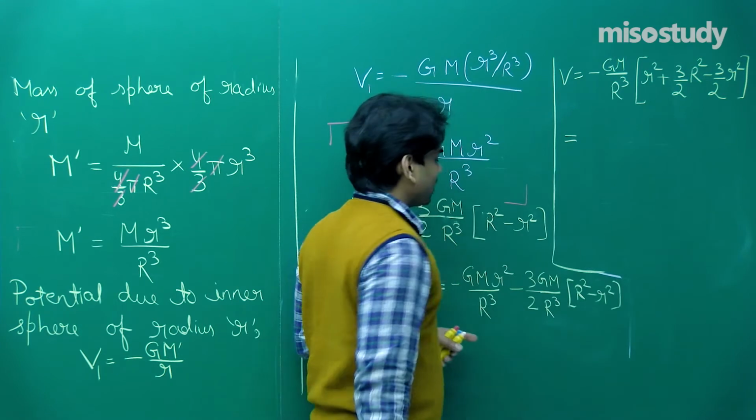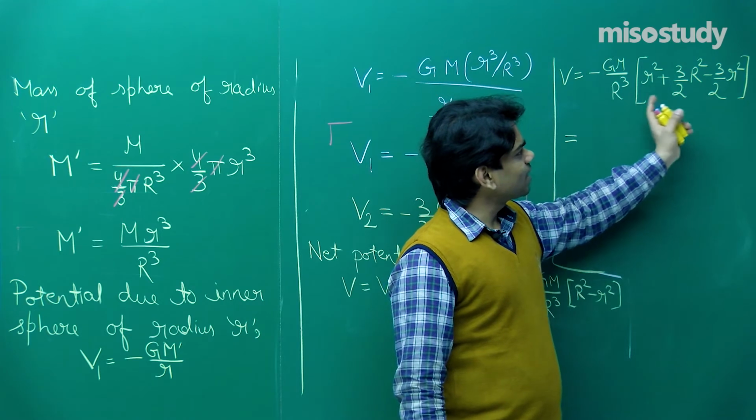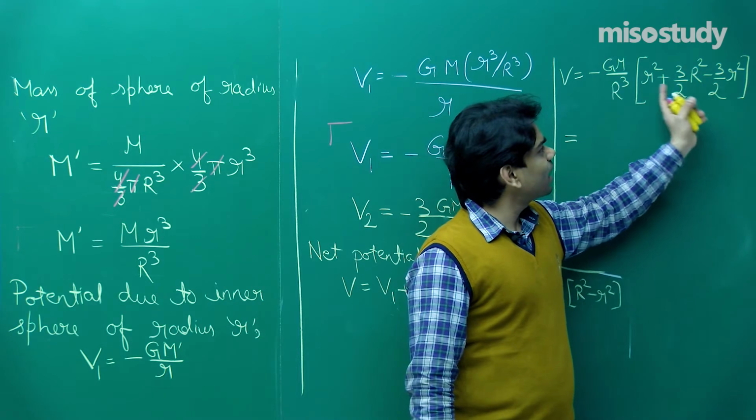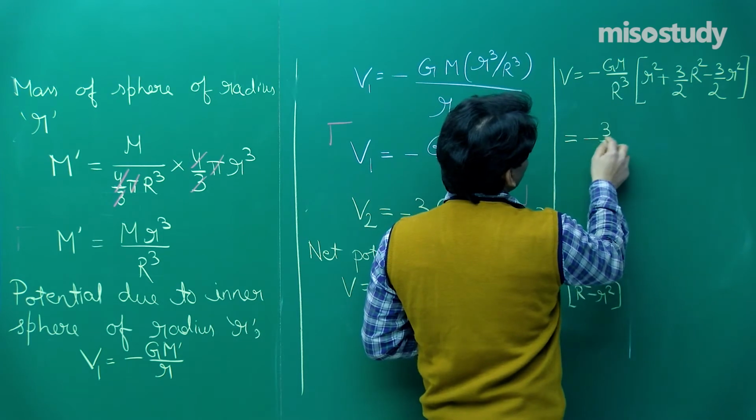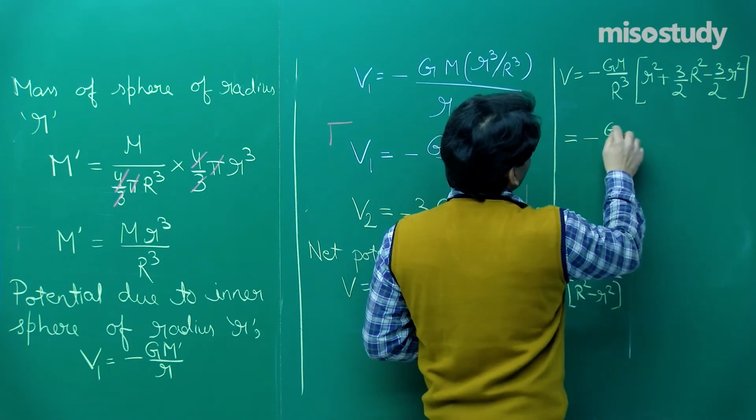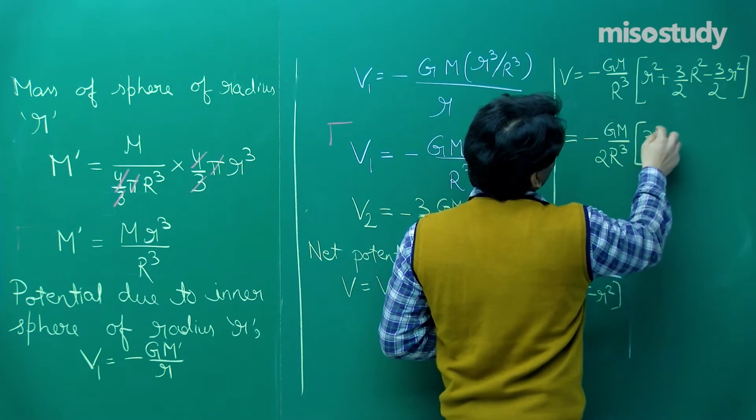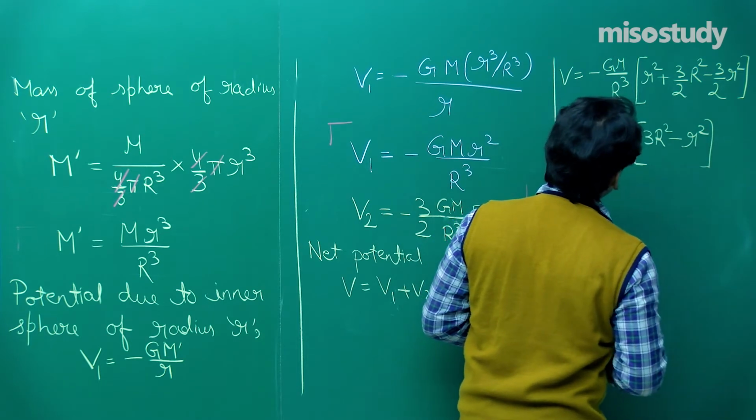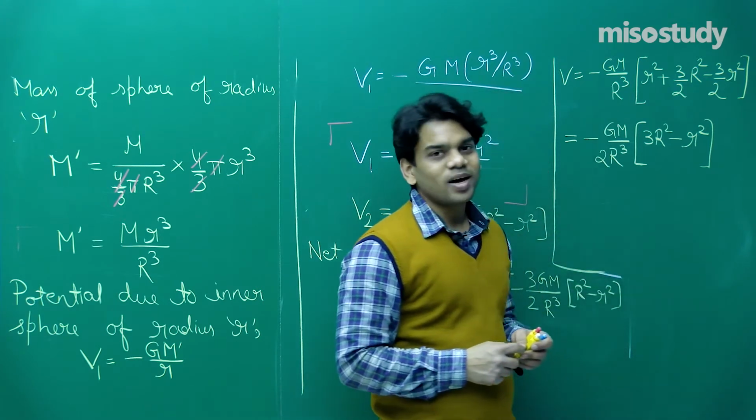Now finally what we can do, we can write in very simple words, 3 by 2 can be taken outside. You see 3 by 2 R square, and here we'll be left with minus 3 by 2 r square plus 1 R square, you will be left with minus 1 by 2 r square. So in very simple words, this can be written as minus GM by 2 capital R cube, and here it will be 3 R square minus r square. This is the final value of potential, minus GM by 2R cube (3R square minus r square).